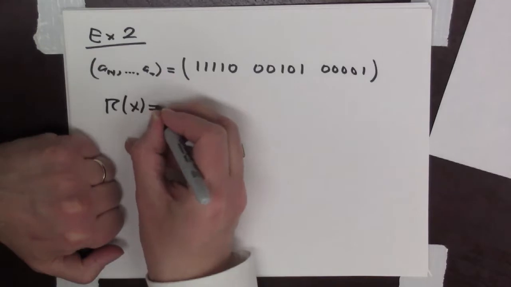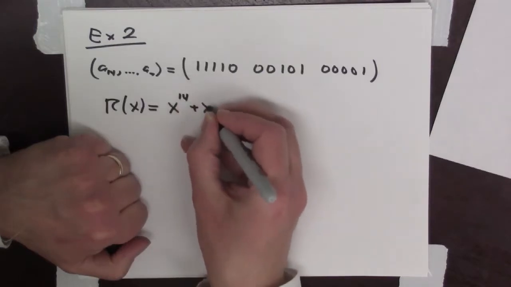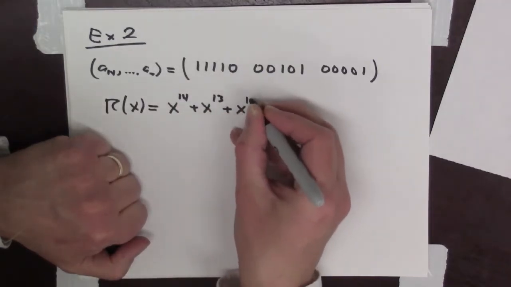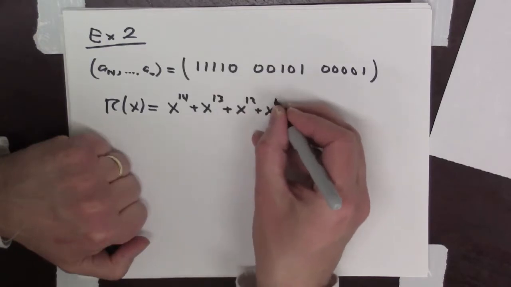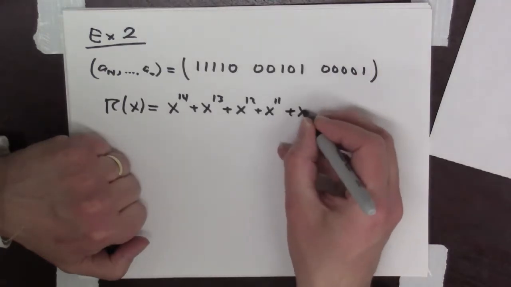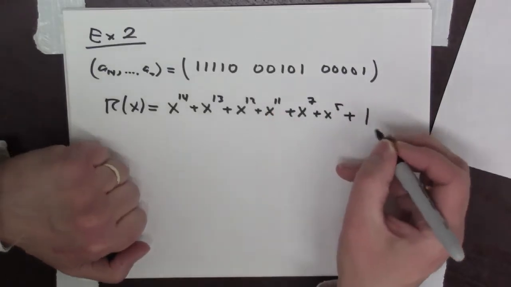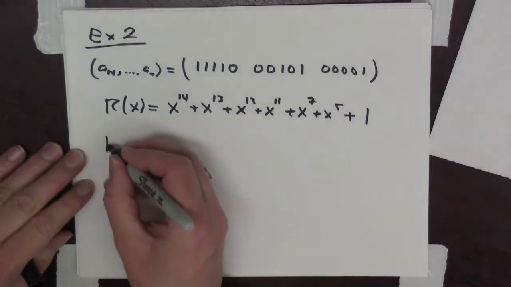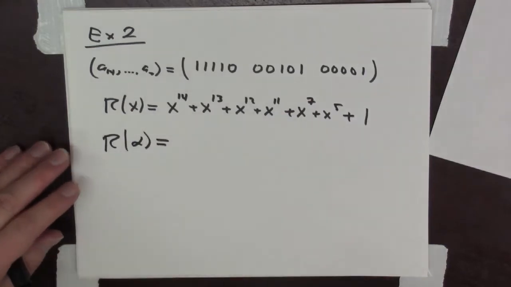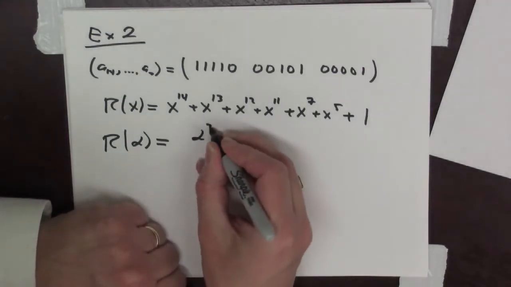So R of x is equal to, and here we go again, remember this is x to the 14, x to the 13, x to the 12, and x to the 11, x to the 7, x to the 5, plus 1. So the next thing we want to do is compute R of alpha. R of alpha is equal to alpha to the 14 plus alpha to the 13 plus alpha to the 12 plus alpha to the 11 plus alpha to the 7 plus alpha to the 5 plus 1. Now I'm just going to directly go for the table.